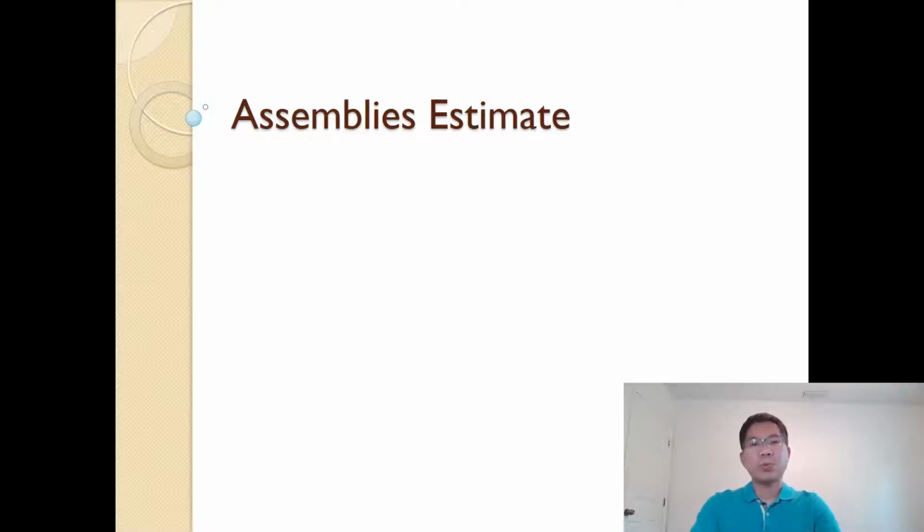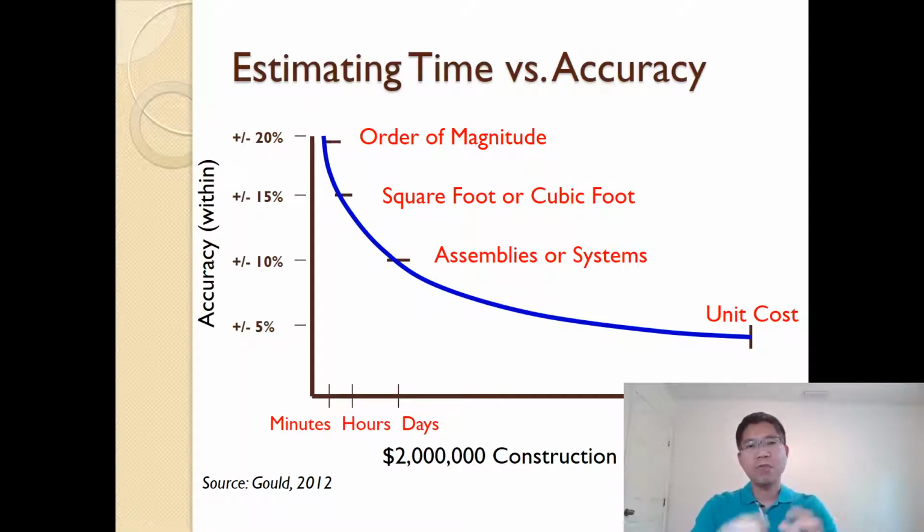The next method we are going to explore for cost estimate is assemblies estimate or system estimate. Let me walk through the overview picture of estimate, the graph that we have shown in the last few lessons. So far, we already dealt with the order of magnitude estimate, where we use two methods, index-based and cost capacity factors. And then we walked through the square foot cost estimate. And now we move on to a more detailed estimate, and we call it assemblies or system estimate.